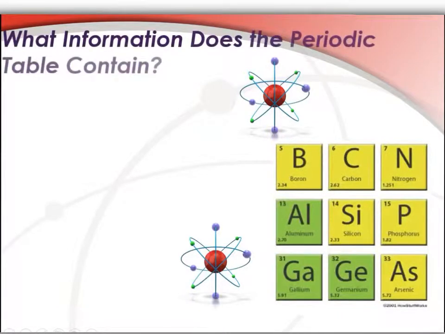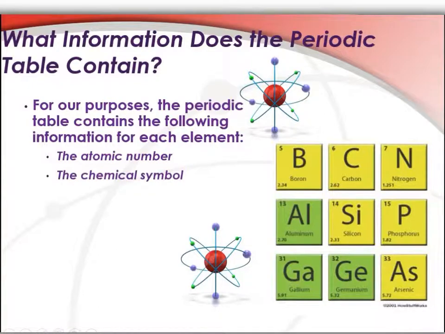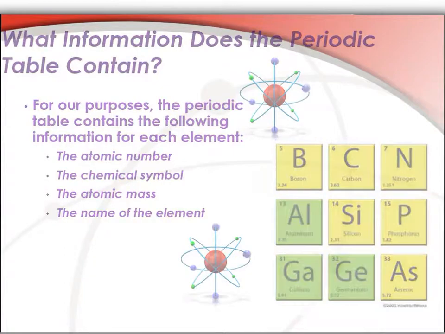So, what information does the periodic table contain? For our purposes, the periodic table contains the following information: the atomic number, found in the upper left-hand corner; the chemical symbol, the letter or letters found; the atomic mass, the decimal found on the sheet; and the name of the element.